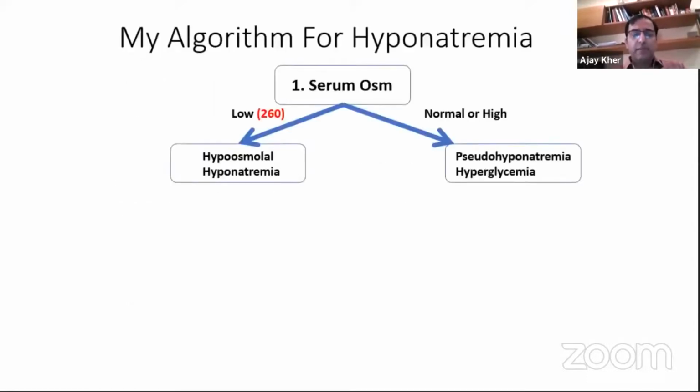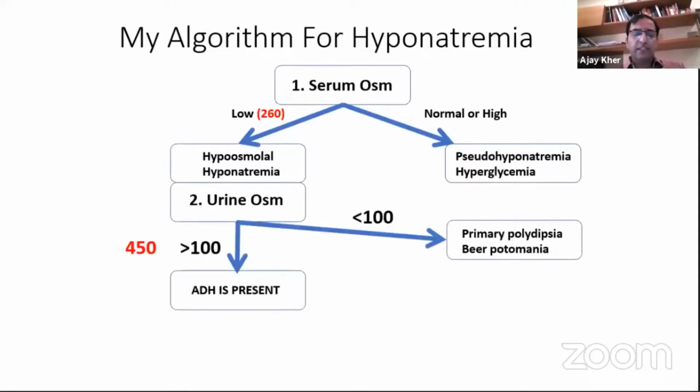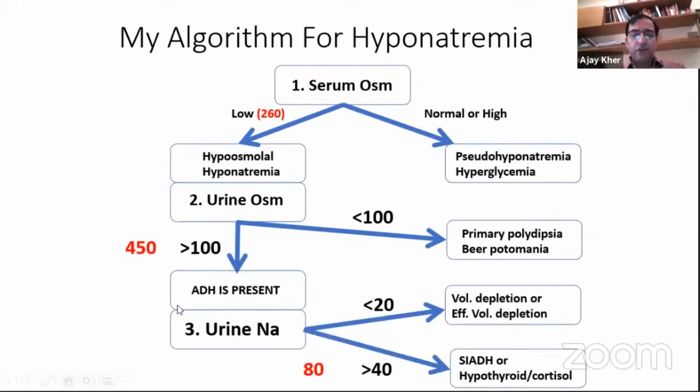So again, we'll go back to the algorithm, and serum osmolarity is low, urine osmolarity is high at 450. So that means that ADH is present in the system and the kidney is responding to that ADH. Now we look at urine sodium, and if the urine sodium is low, less than 20, that tells you that the renin-angiotensin-aldosterone system is active and the ADH is in response to this volume issue.